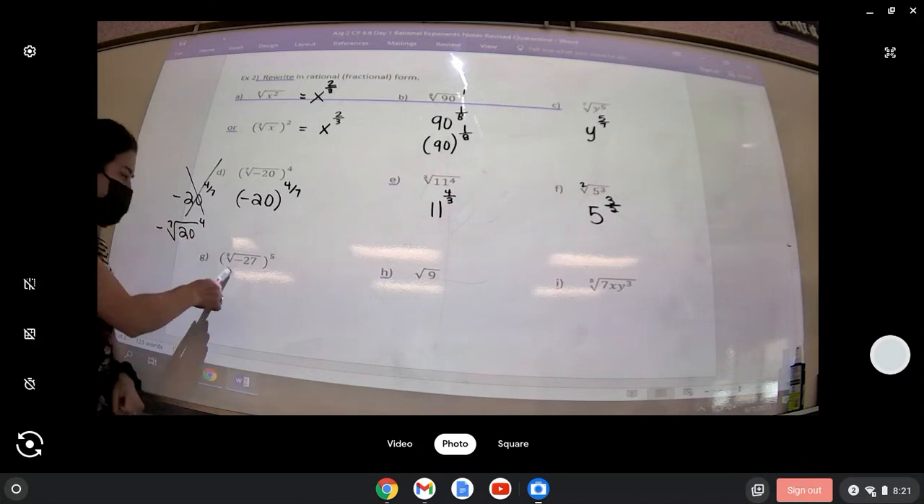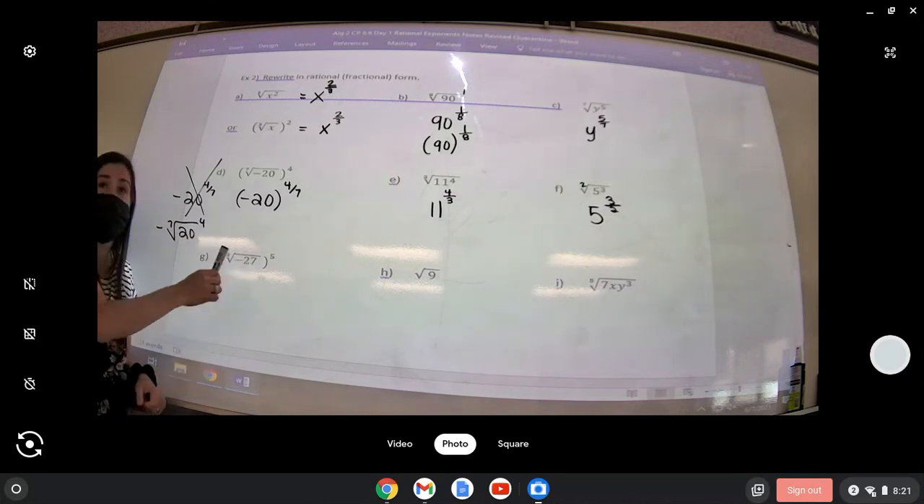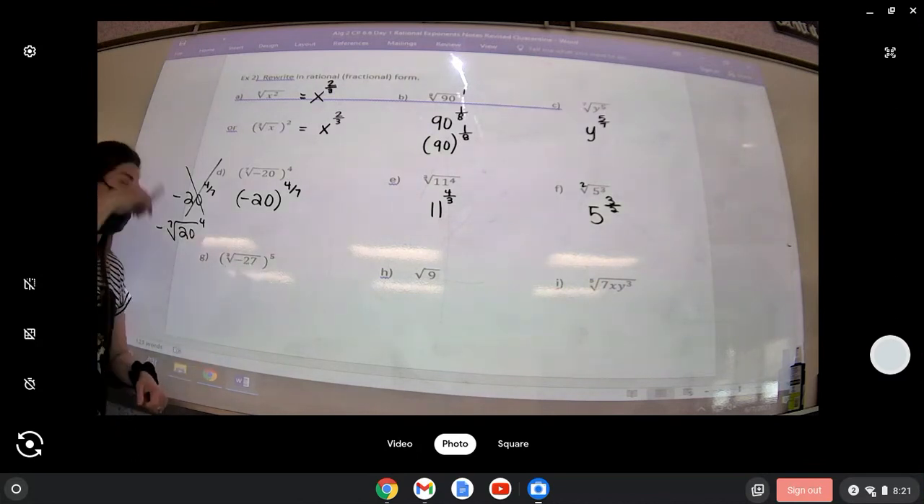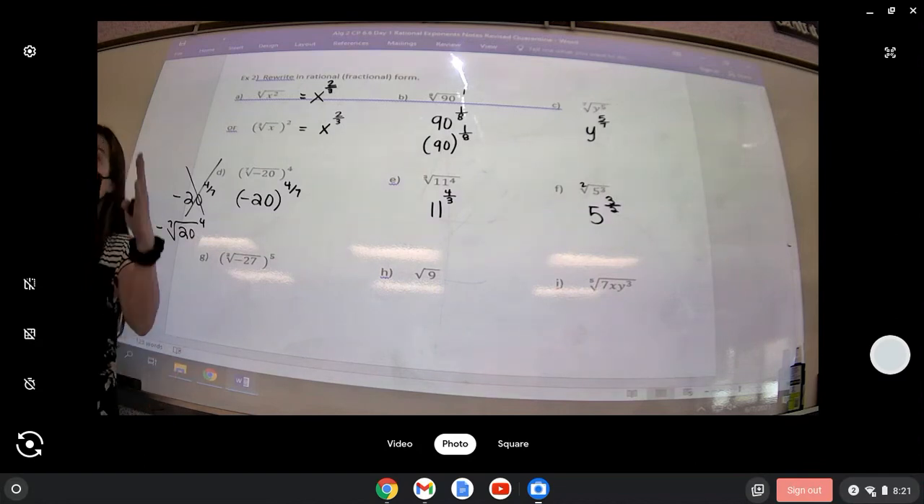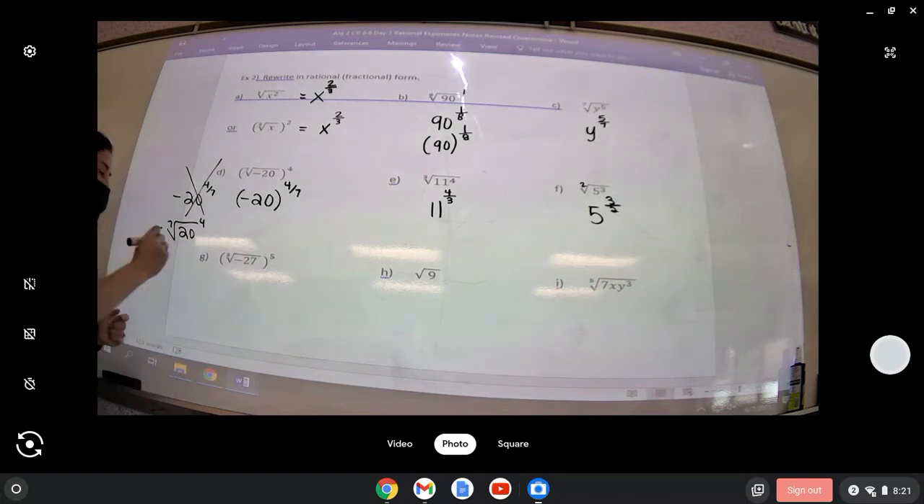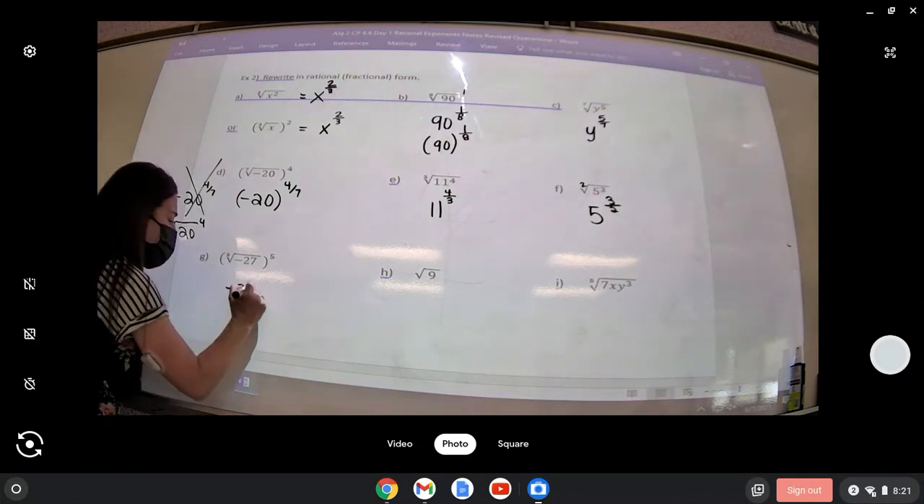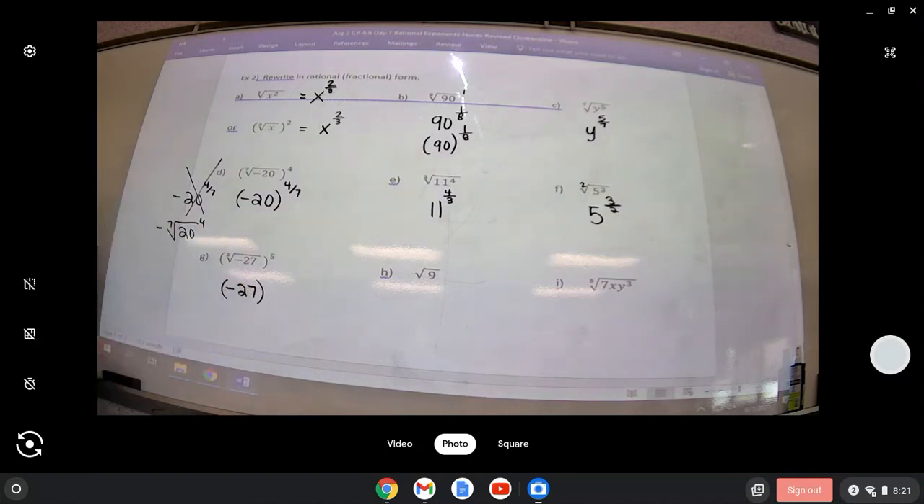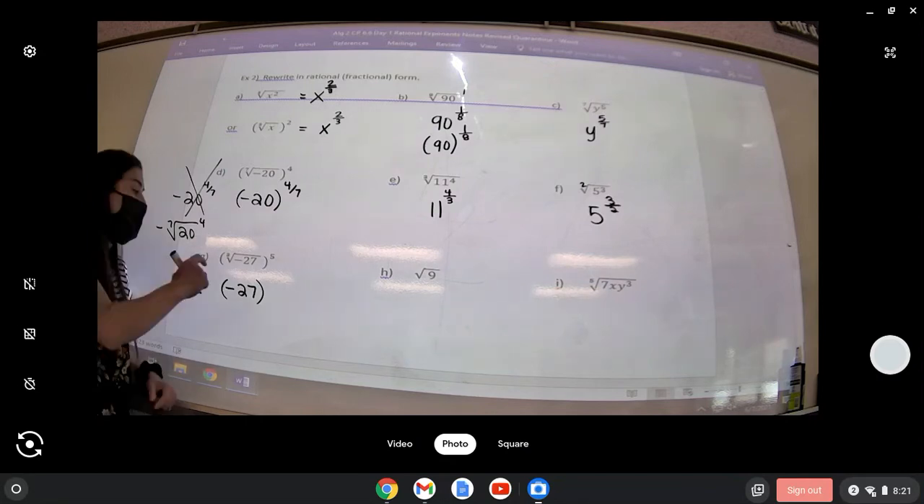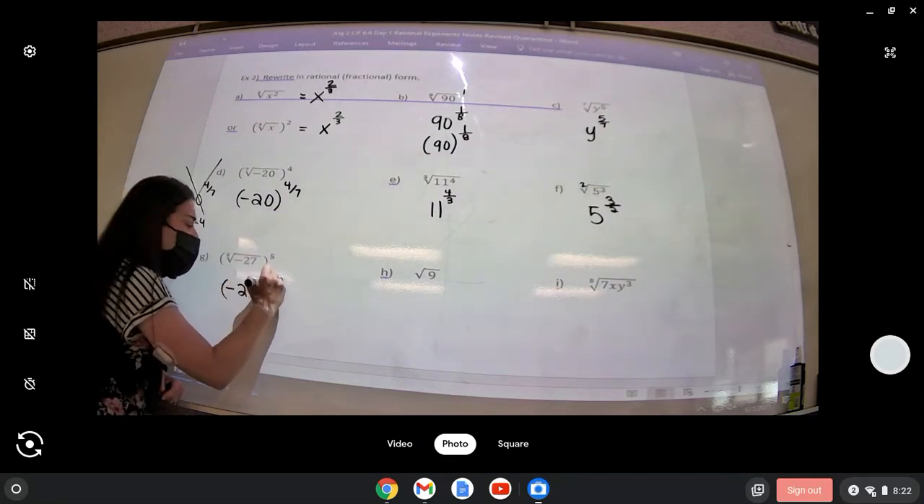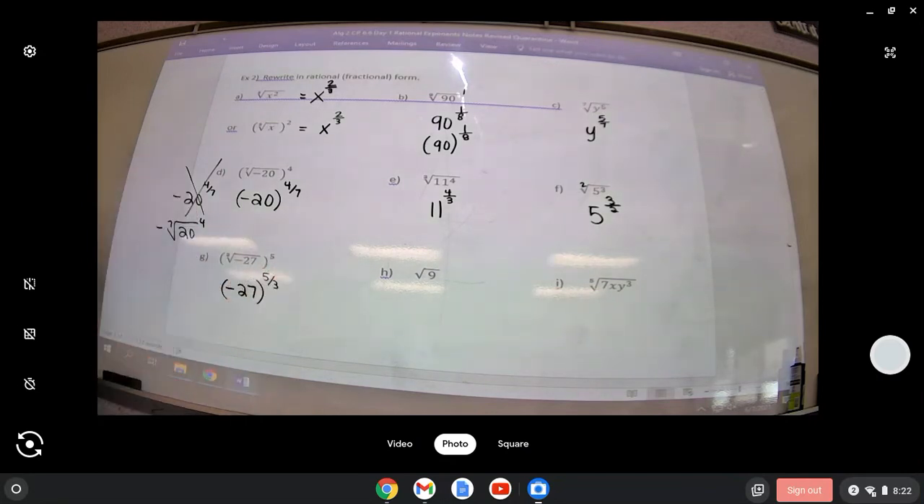All right, same thing here, guys. This negative 27 is under the radical. So you want to make sure that this exponent goes back on the 27 and the negative sign. So when you take negative 27 out, make sure you put them in parentheses to show that the exponent is going back on both of these things. And then it'll be power over root, 5 over 3.